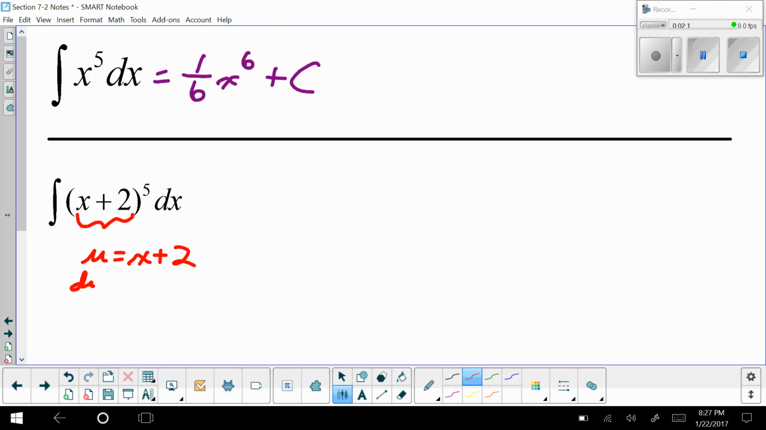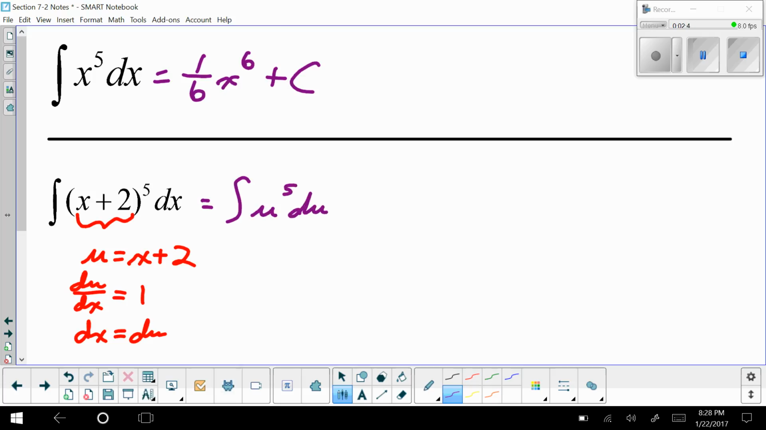Well, I then want to take the derivative of U with respect to x, which would be 1. And then I want to solve this for dx. So if I multiply each side by dx, I get that dx is equal to du. And now I do the substitution part. I'm going to replace x plus 2 with u, and I'm going to replace dx with du. So I get that this is now the integral of u to the fifth du.